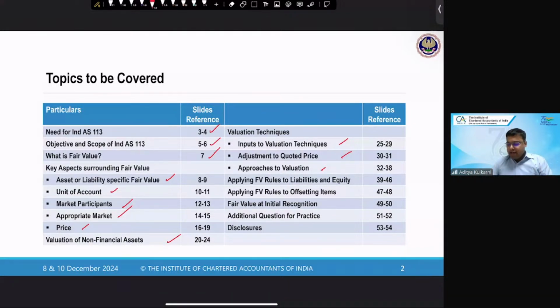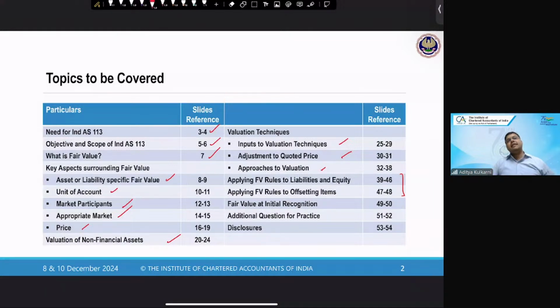Coming next to applying fair value rules to liabilities and equity, applying fair value rules to offsetting items. We have seen these particular categories, whatever is my fair valuation that I have to follow for liabilities and equity. It is essentially two categories. One is whether my liability is counterparty's asset or my equity is counterparty's equity. In any case, own equity, I do not revalue, but the liabilities, if it is counterparty's asset, then I can follow level 1, 2, and 3 inputs of valuation there.